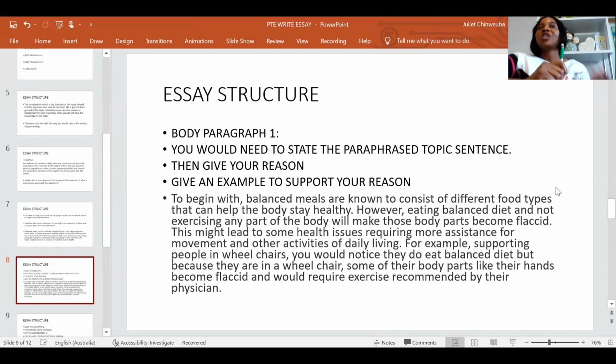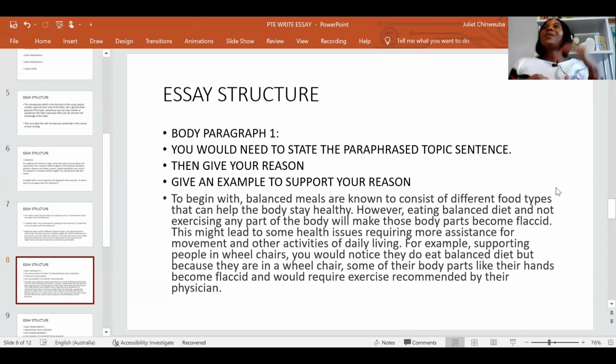People that are on wheelchairs, I'm sorry, not all of them. The ones that are involved in physical activities, of course, can't have flaccid muscles, but for those ones that things are being done for, you can see the physicians always recommending some form of exercise. This is not just for people on wheelchairs. Anybody who does not want to exercise but eats healthy meals, not even cleaning around the house or doing just 5 minutes of work, you find out they won't be generally fit.